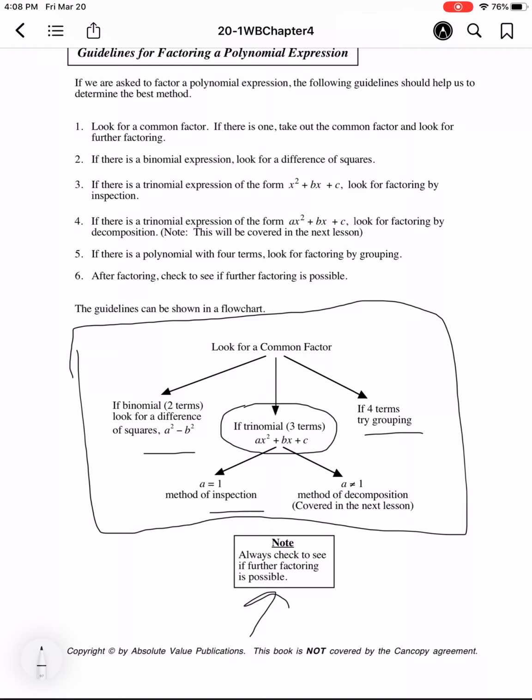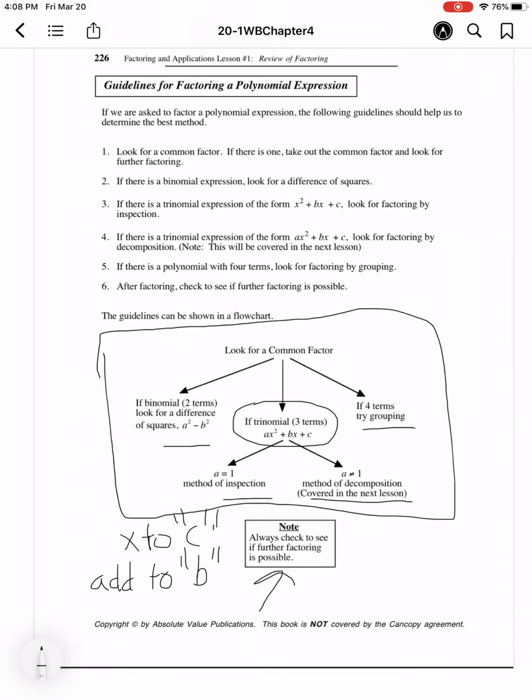That's where we think about, we multiply to c, right? Multiply to c and add to b. Remember, b might be positive or negative. If it's not, we're going to do decomposition. Decomposition is covered in the next lesson.